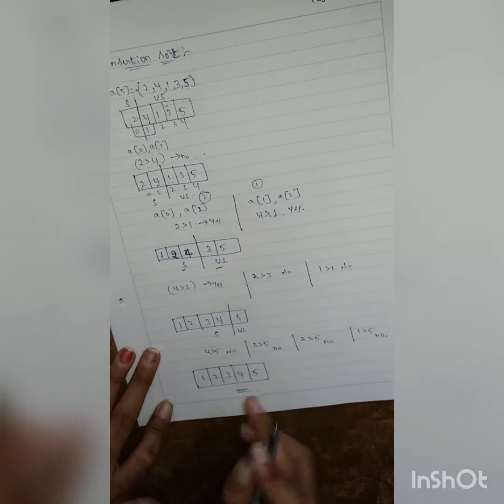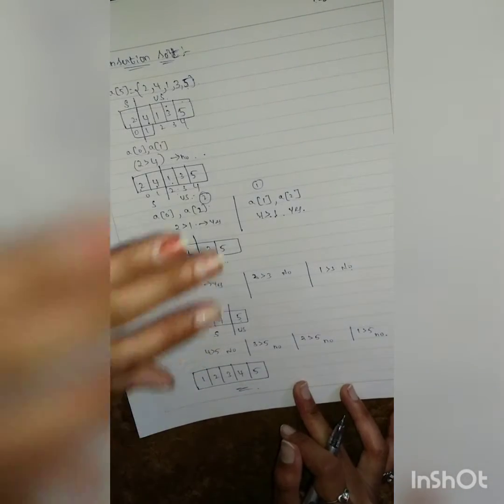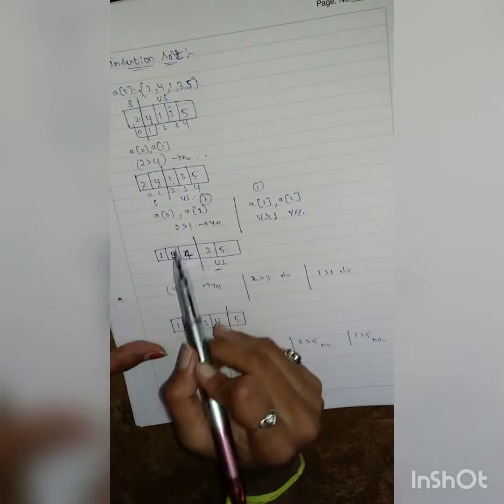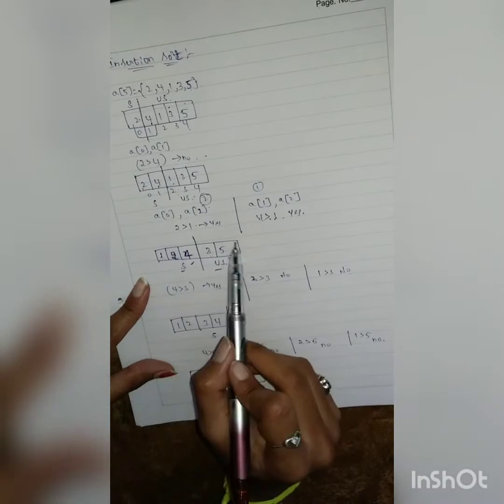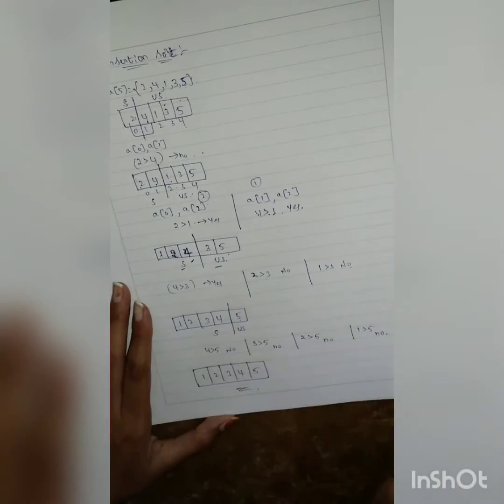All are sorted. In this way, in insertion sort, we divide the list into sorted and unsorted order and we swap the elements.